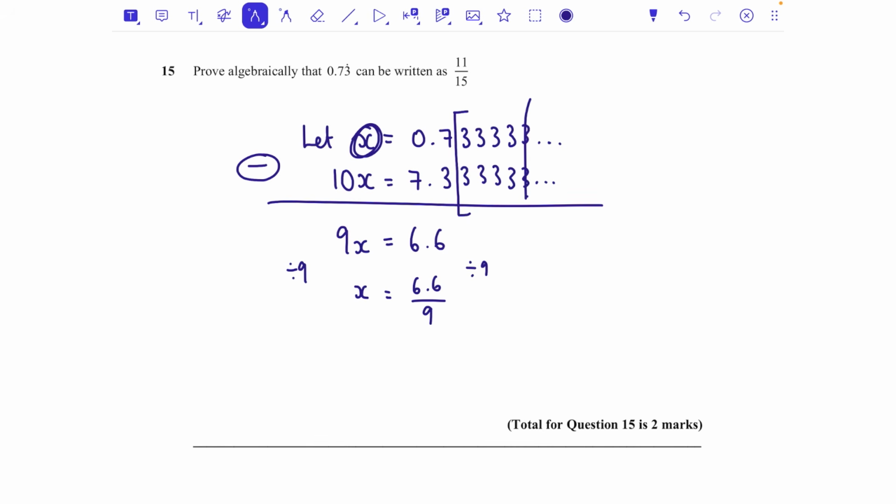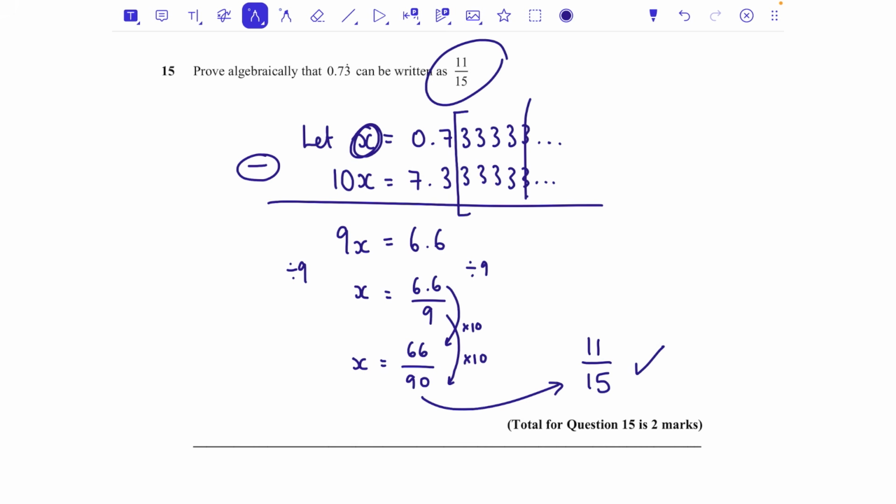Now that's almost a fraction, but I can't have a decimal point in the answer, so I'm going to make that 66 over 90 by timesing the top by 10 to get rid of that decimal, but also timesing the bottom by 10 to keep it equivalent. Now 66 over 90, they're both in the 6 times table, so I can simplify that to be 11 over 15, which is what they're looking for in the question, so we've done it.